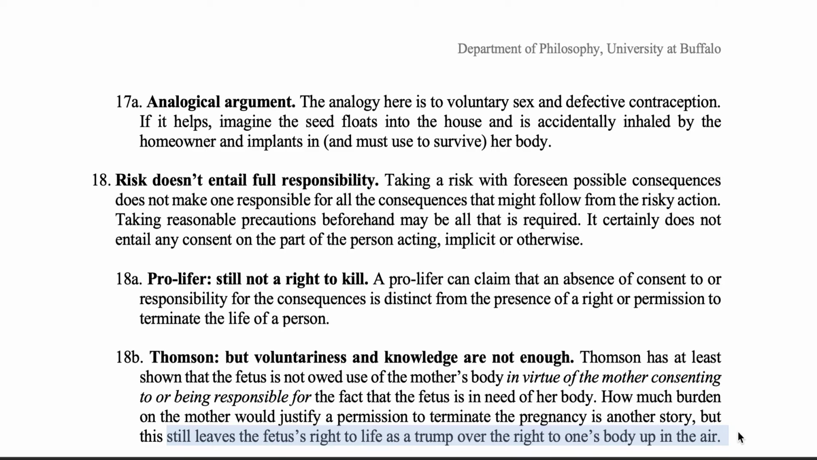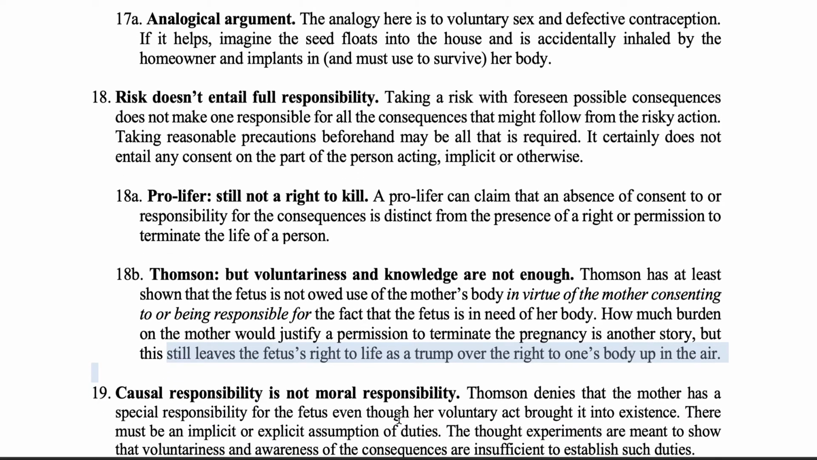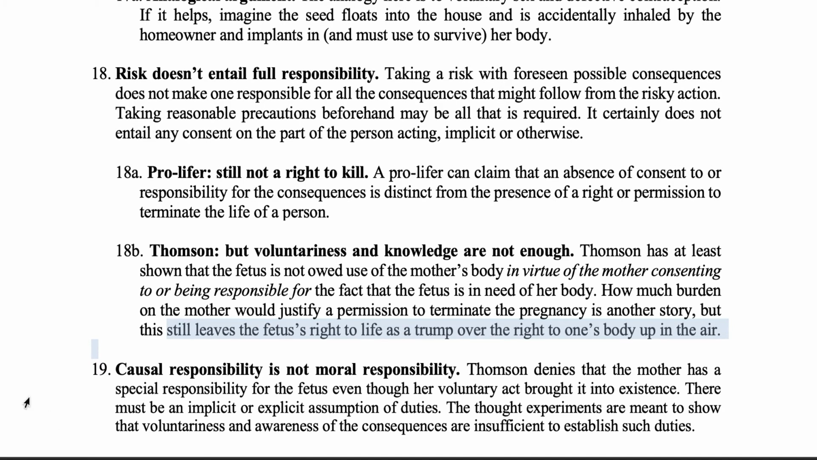Because what the pro-lifer was trying to say, in Thomson's view anyways, is that the fetus is given the right to the body by the mother acting voluntarily and knowingly when she has sex. And Thomson says that's not enough to show that the fetus has a right to the body. Just because it was done voluntarily and knowingly, knowing the risks, that's not enough to show that the fetus has a right to the body. Okay, so whether the fetus's right to life always trumps the right to the body, that's still up in the air.